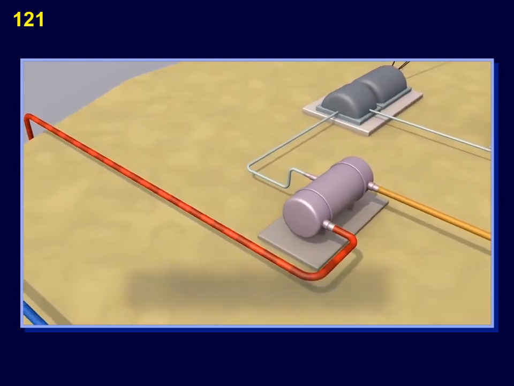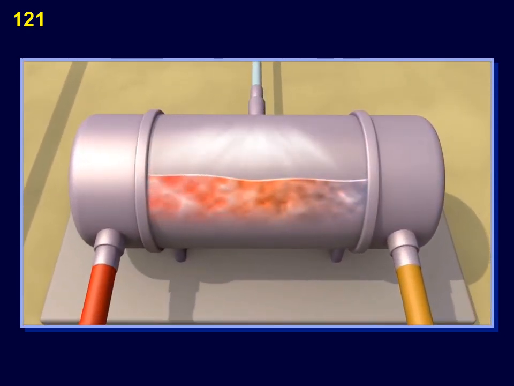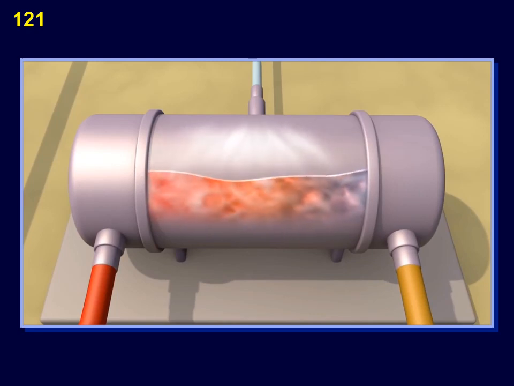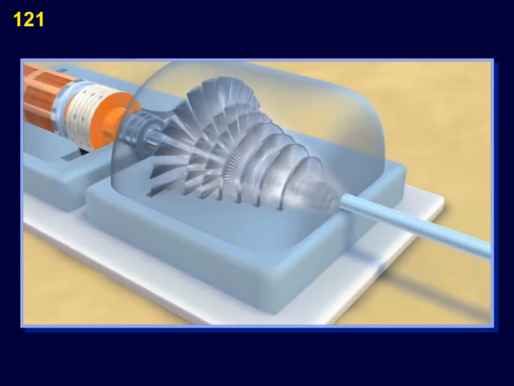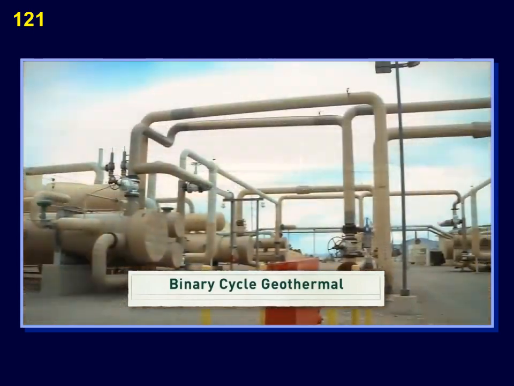Another geothermal technology is called a flash steam power plant. A pump pushes hot fluid into a tank at the surface, where it cools. As it cools, the fluid flashes, or quickly turns into vapor. The vapor then drives a turbine and powers a generator.